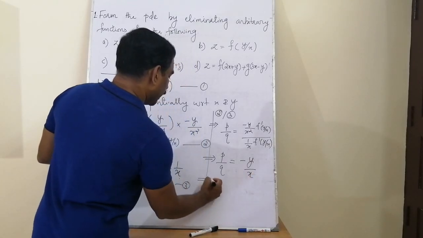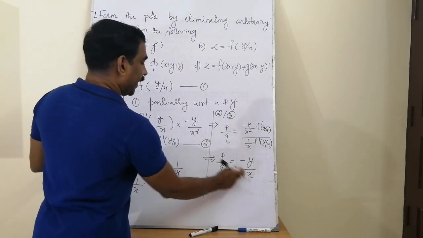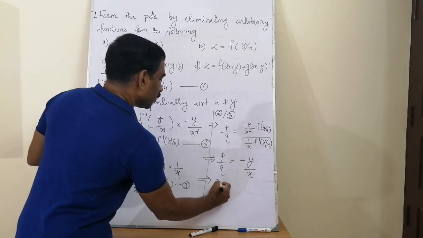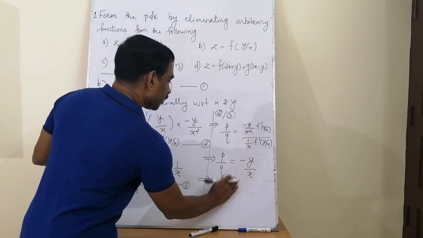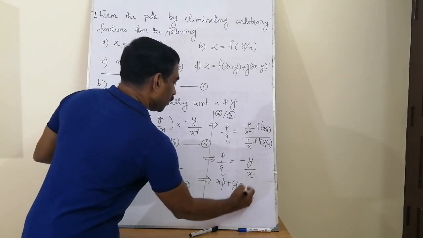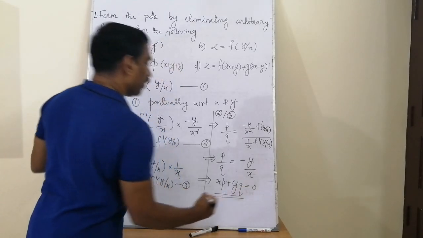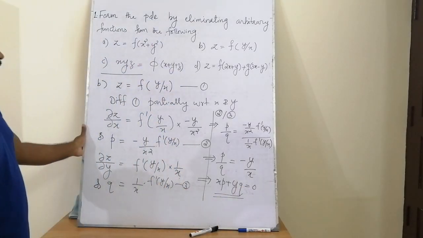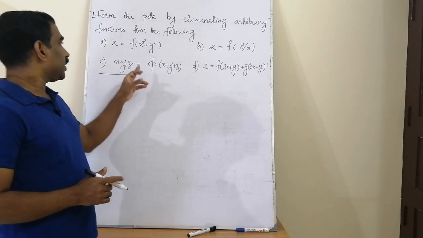Or on cross multiplication arrangement, this will be in the form xp plus yq is equal to 0. So that is the required partial differential equation of first order. Now come to the third part.